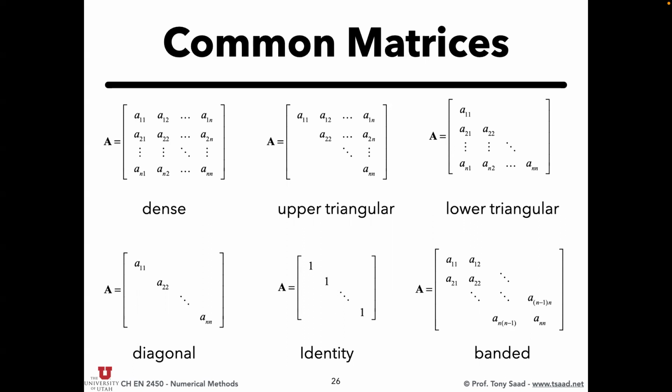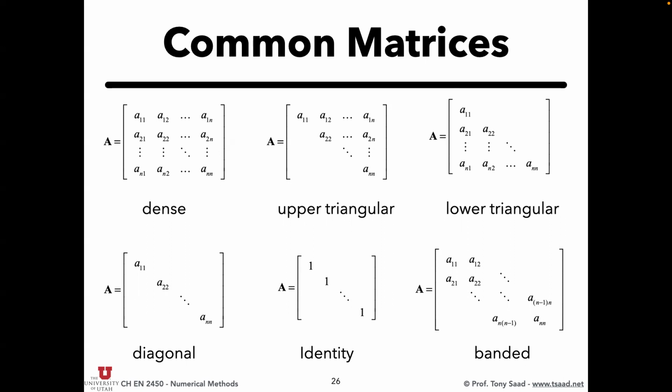The next one is an upper triangular matrix where all entries below the main diagonal are zero. We call that upper triangular. Lower triangular is the opposite of that. All entries above the main diagonal are zero. A diagonal matrix is one where all entries are zero except on the main diagonal. The identity matrix is a diagonal matrix where all the entries are one.